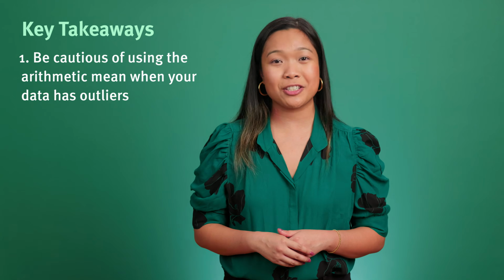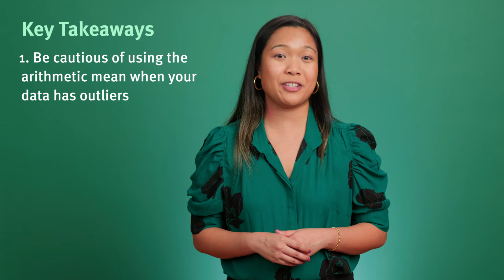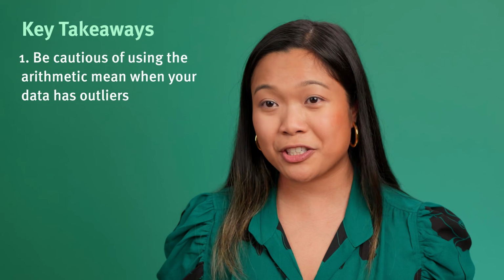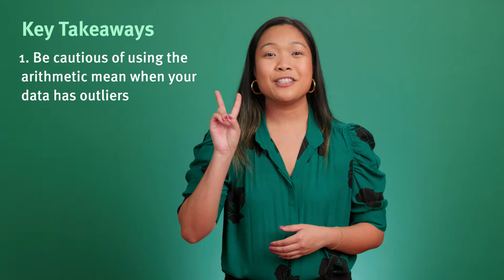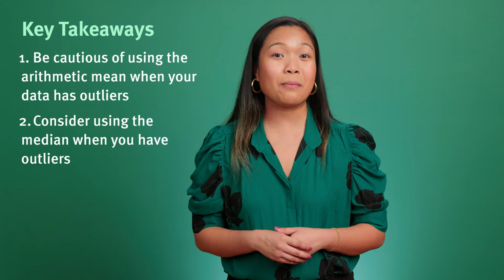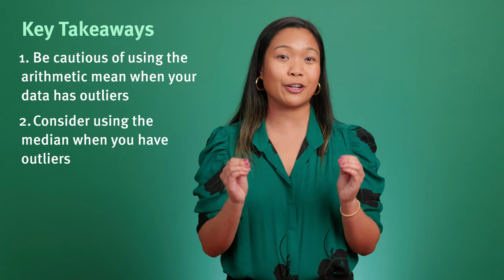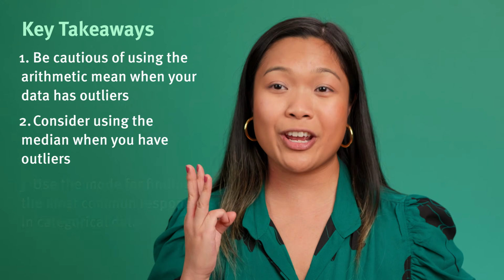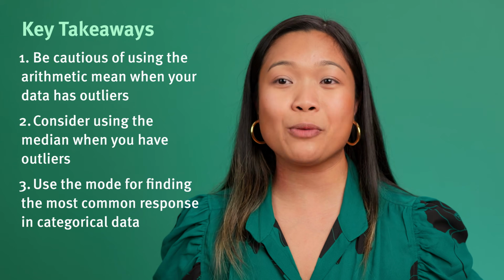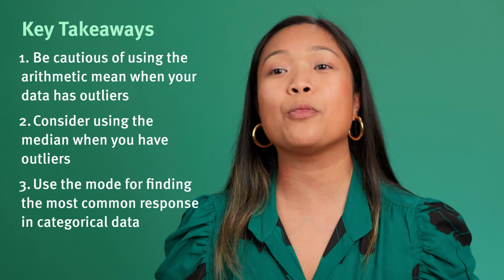1. Be cautious of using the arithmetic mean when your data has outliers, and especially when your sample size is small. 2. Consider using the median when you have outliers but still want to capture the typical user experience. And 3. Use the mode when you're dealing with categorical data and want to know the most common response. Each of these measures has the potential to give you valuable insights that can guide your UX decisions.